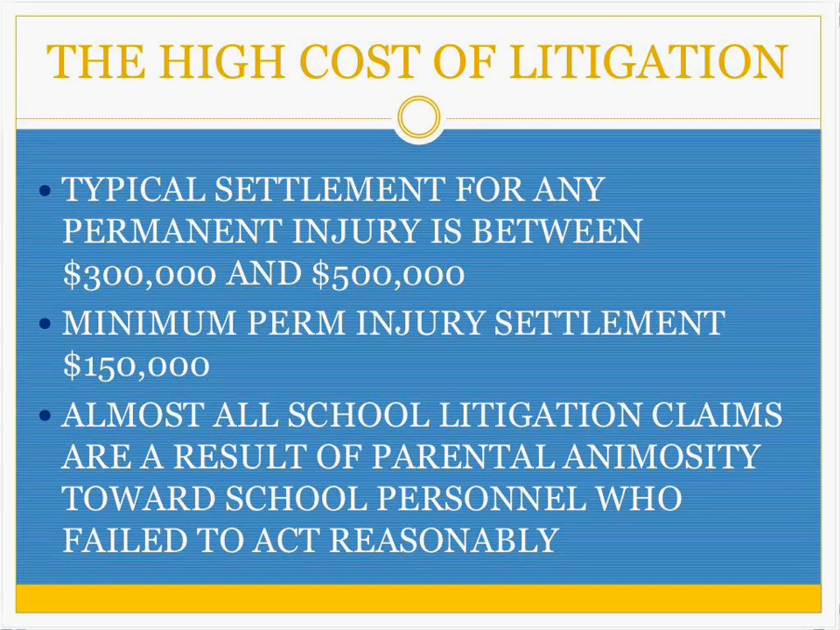If it's not a permanent injury, I say this: almost all school litigation claims are a result of parental animosity towards school personnel who fail to act reasonably, and that's true. If a school district handled it correctly when a child is injured and didn't antagonize a parent or treat a parent in a way that the parent feels is unfair, then the parent is much less likely to litigate. And schools don't see that yet. They don't get it. So somehow, from my perspective, schools typically antagonize parents as soon as the parents confront the school about any kind of student injury.